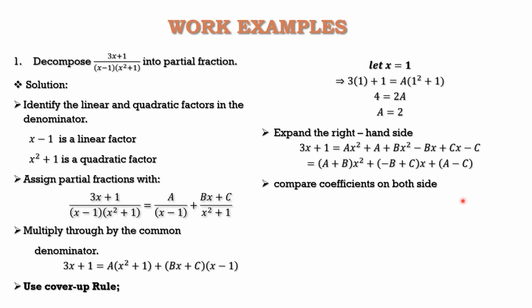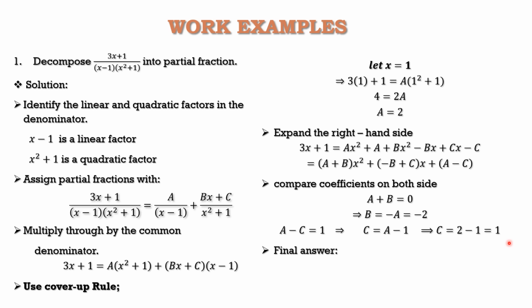Then compare coefficients on both sides. When you look here, we don't have x squared on this side, so it means a plus b is equal to 0. There's no x squared coefficient here. Then we also have the x coefficient here to be 3, so 3 will be the same as minus b plus c. But if a plus b equals 0 and a is 2, then b is equal to minus 2. The same thing, a minus c is equal to the constant 1, so it means c is equal to a minus 1. Then c will be 2 minus 1, which is equal to 1.